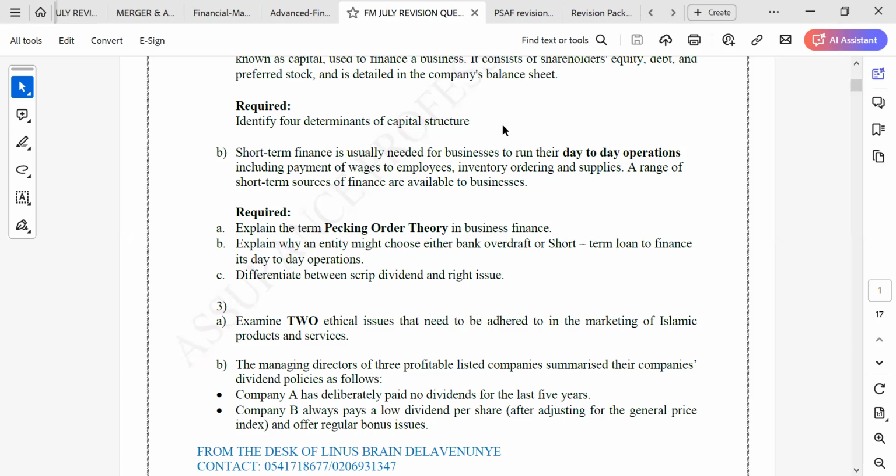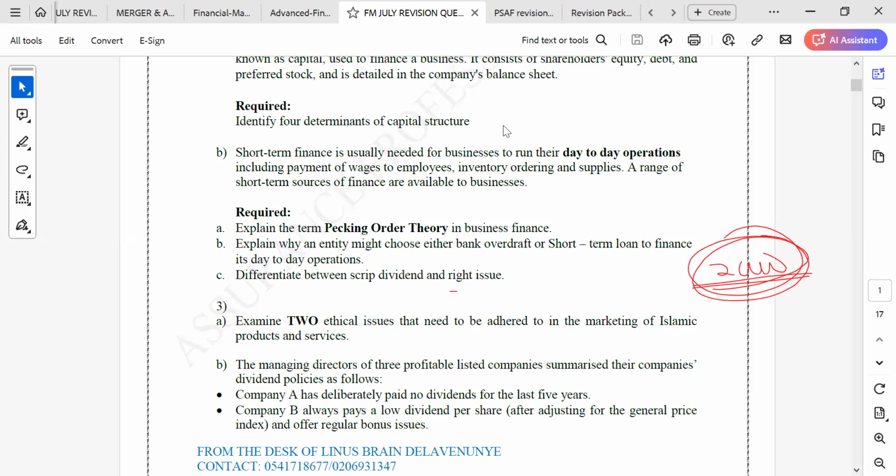The issue of scrip dividend is using shares to pay dividends. You know that if you declare dividends, you have to pay the dividends in cash. But what companies do is that since we don't have cash, we will now issue shares in payment for the dividend that has been declared. So instead of you paying cash of 20,000 on a declared dividend of 20,000, you will issue shares up to the value of 20,000 to the shareholders. That's what we call the scrip dividends.